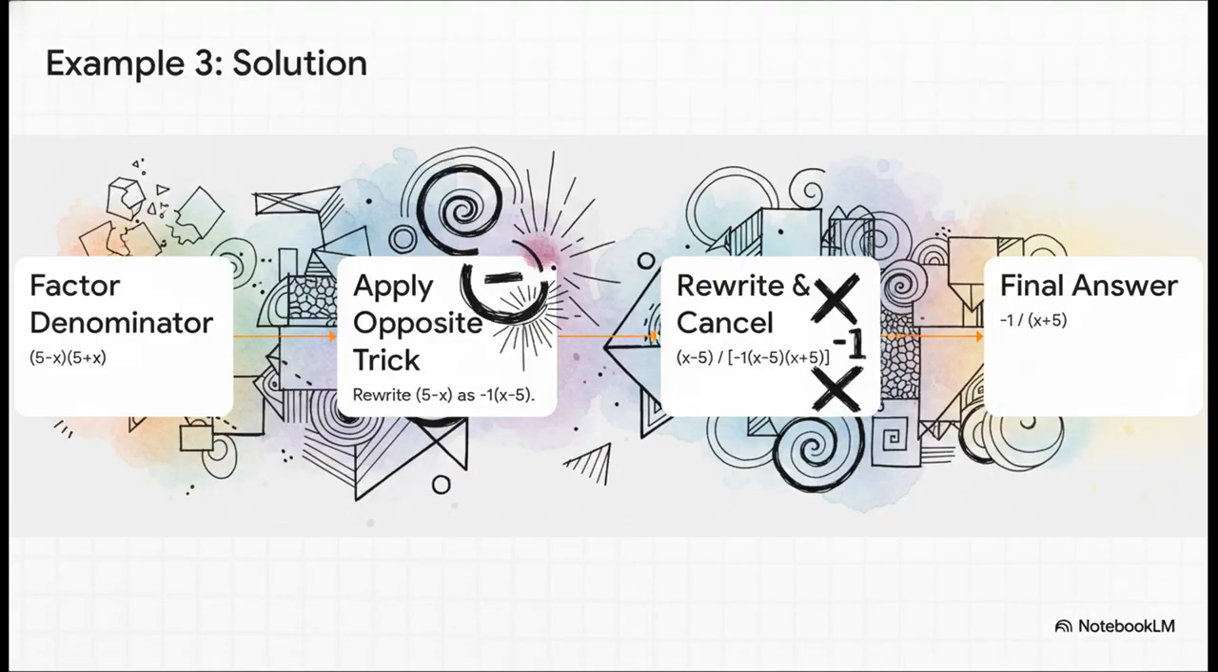And here's the move. We take that 5 minus x from the denominator and we strategically factor out a negative 1. When we do that, it flips the signs inside, turning it into -1 times x minus 5. And just like that, we have a perfect match on the top and bottom. We can cancel out the x minus 5 factors. That leaves us with our final answer, -1 over x plus 5. It's a really slick technique, right?